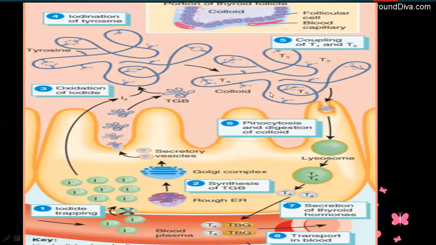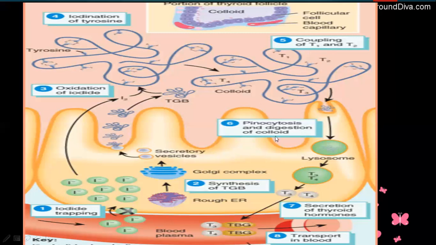So here in coupling, T1 and T2 will bind with one another and form T3 and T4. If T1 is binding to T2, that will form T3. You can see here, this is T3, and if T2 is binding with T2, that will form T4. So T3 is triiodotyrosine and T4 is tetraiodotyrosine. So this is the fifth step.